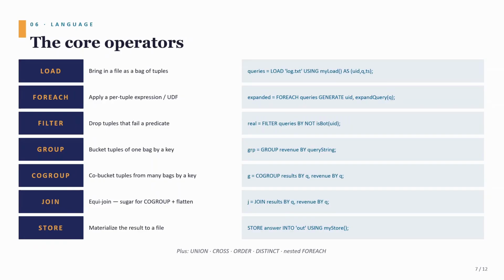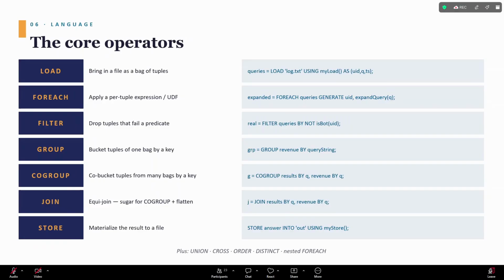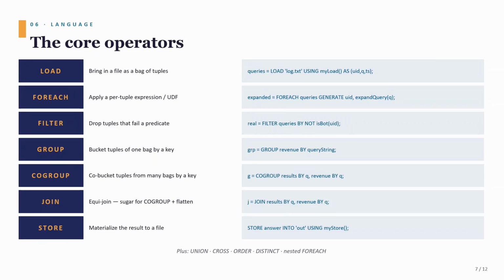On top of the 7, you also have union, cross, order, and distinct, which work pretty much the same way as SQL. So the core language is just these clean, simple building blocks, each doing one thing, chained together in a sequence.